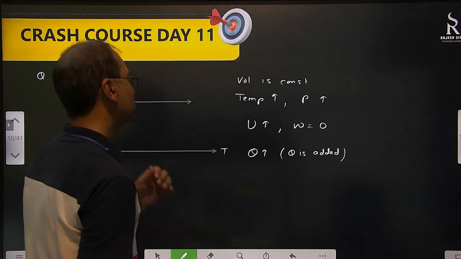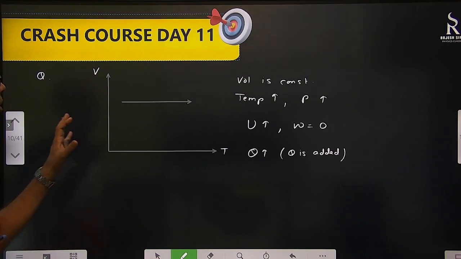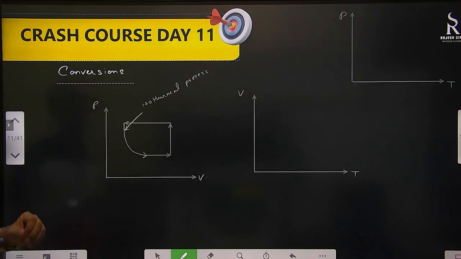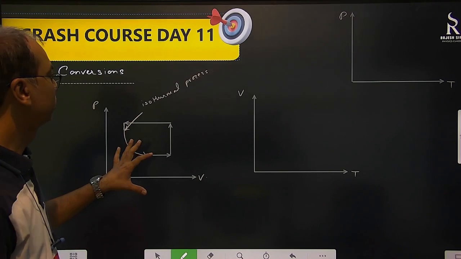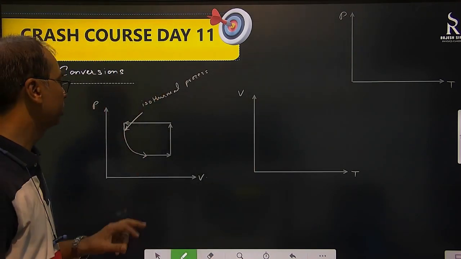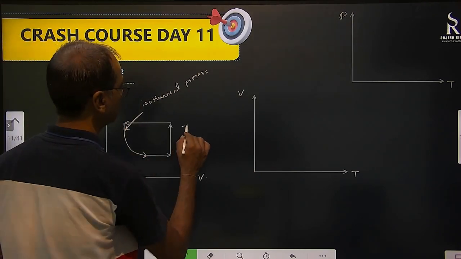Okay, so like this you have to be able to conclude, take out the information from the graph. Now what we have is conversion. Conversion means you have to convert this graph into a VT graph and a PT graph. This is a PV graph here. This is a cyclic process.